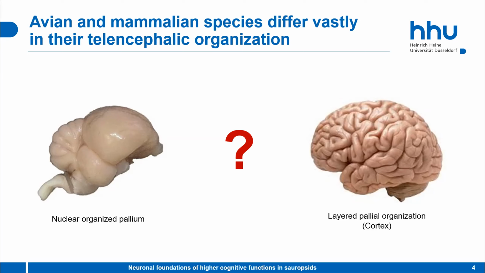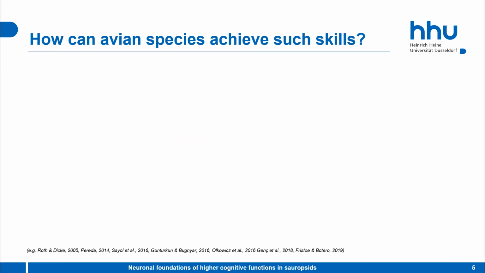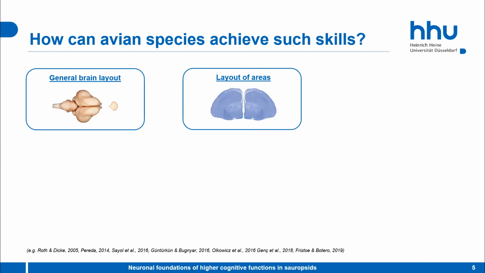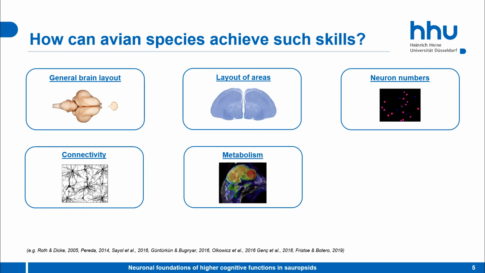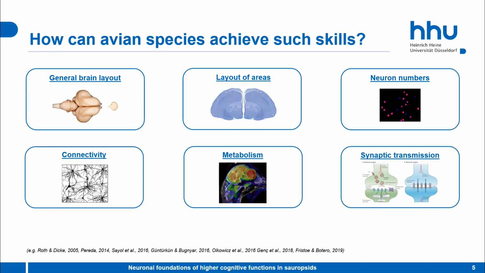The main question of my research is how these very different brains can come up with comparable cognitive capabilities. I'm focusing on a couple of factors which likely play a role in the development of cognitive abilities, not only in avian but also mammalian species. These factors are, for example, the general brain layout and the size of specific, especially associative, areas. Neuron numbers likely play a very important role, the number of neurons in the whole brain and in specific areas, and the connectivity between areas. Metabolism is very important, and I'm going to talk about that on the next slides. Synaptic transmission is obviously also very important, and there are many further factors which likely play a role, but in my research I'm focusing on these.